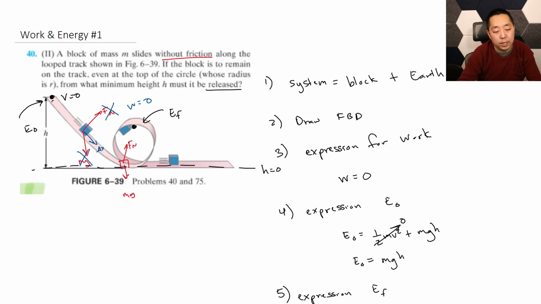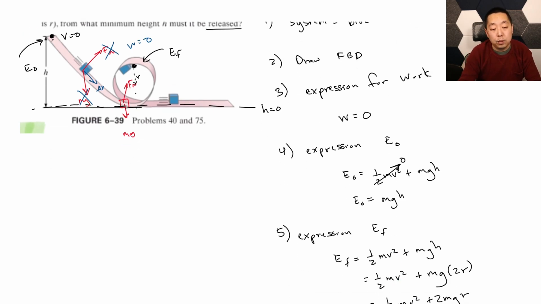Again, we have some kinetic energy plus some gravitational potential energy. We don't know how fast it's going, so we'll just leave that alone. Then we have mg, and what's the height? Well, the radius is r, so from there to there is r, and compared to the ground, the height is 2r above the ground. So we put 2r here. So this is 1/2 mv squared plus 2mgr.